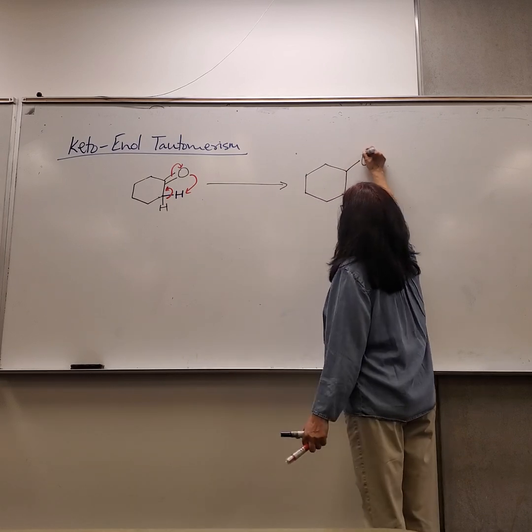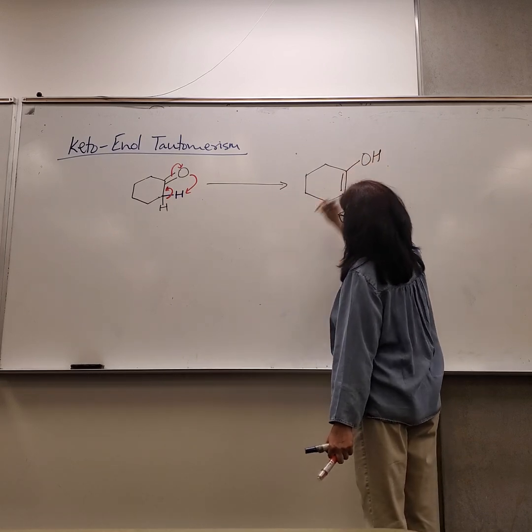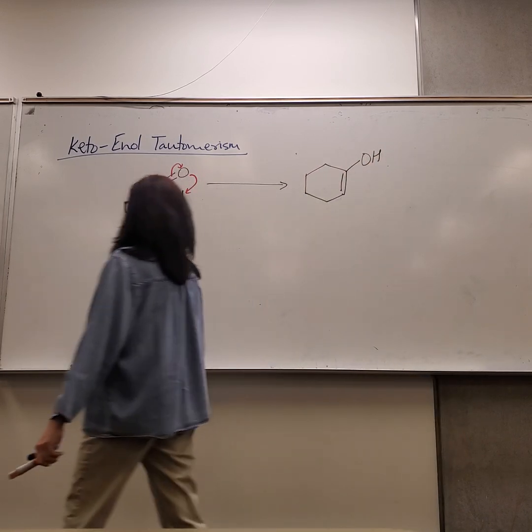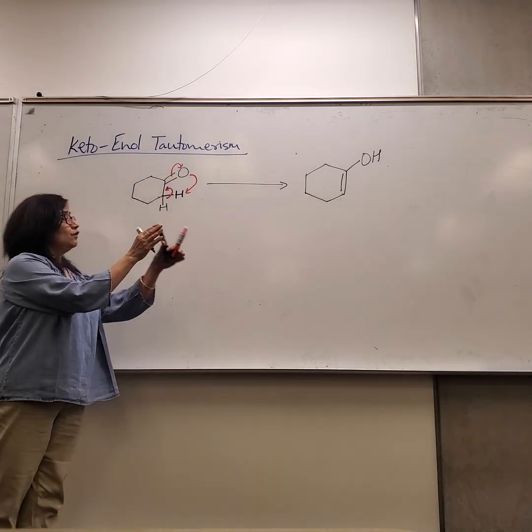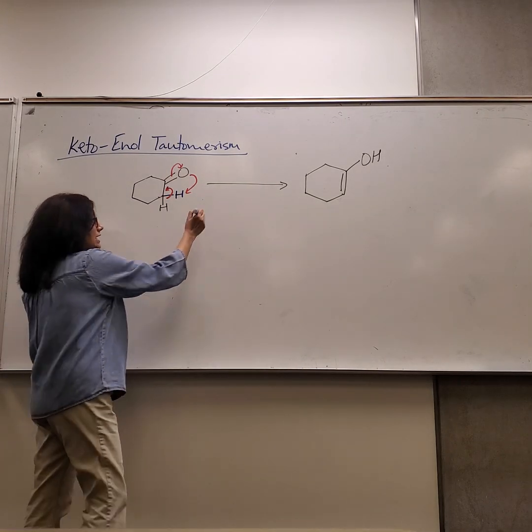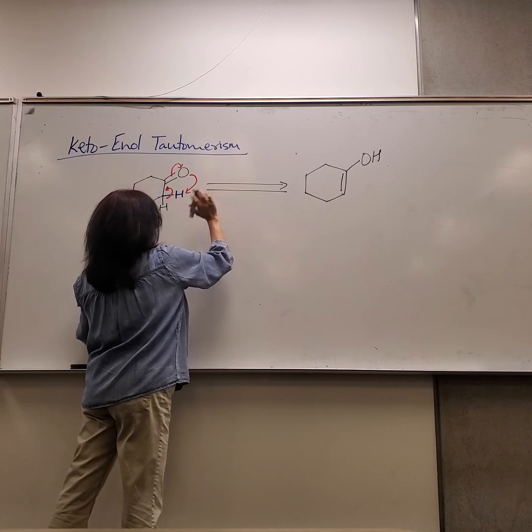OH, and then a double bond right there. Exactly. So that's the enol form, and this is the keto form. And yes, this reaction is reversible.